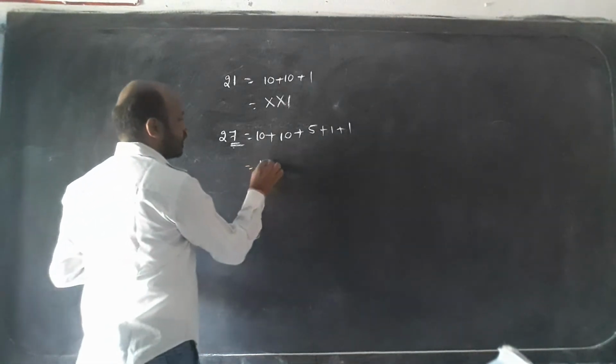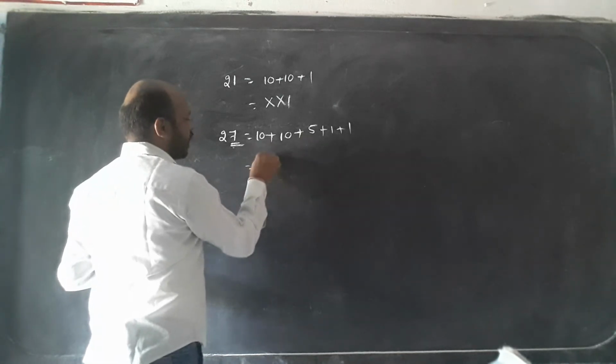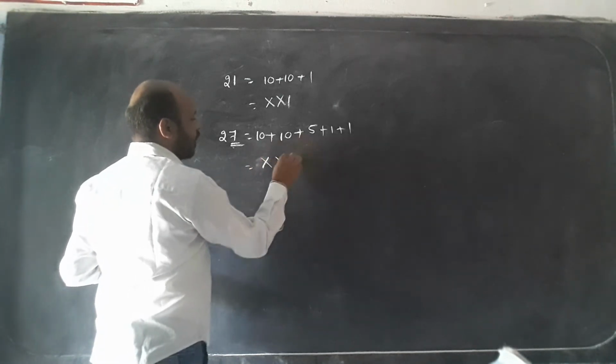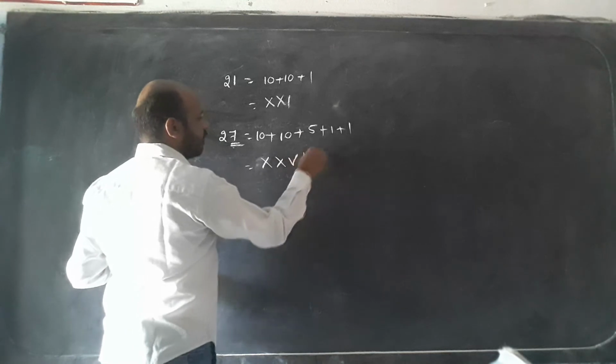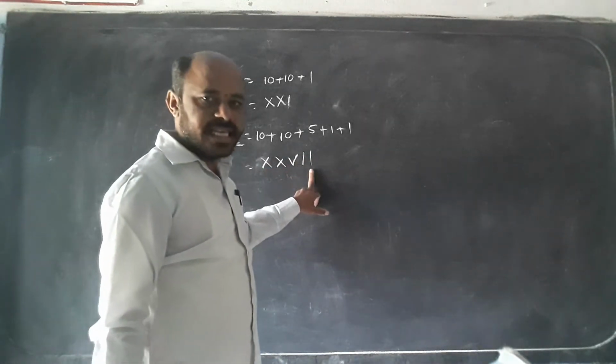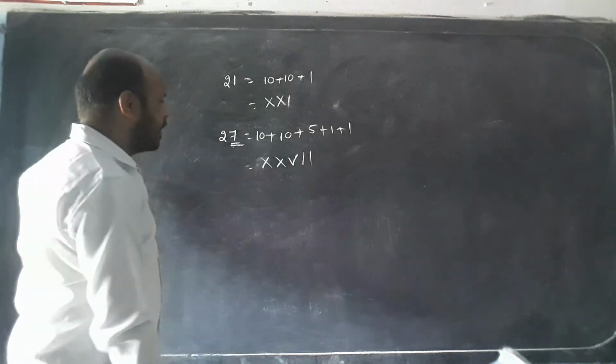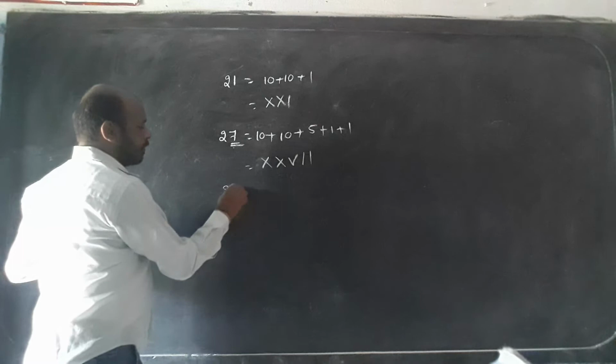See here, 10 plus 10, 20, 27 means what? Here 10 is equal to X, 5 is V, 1 is equal to I, 1 is equal to I. XXVII is 27. Okay, next one, 29.